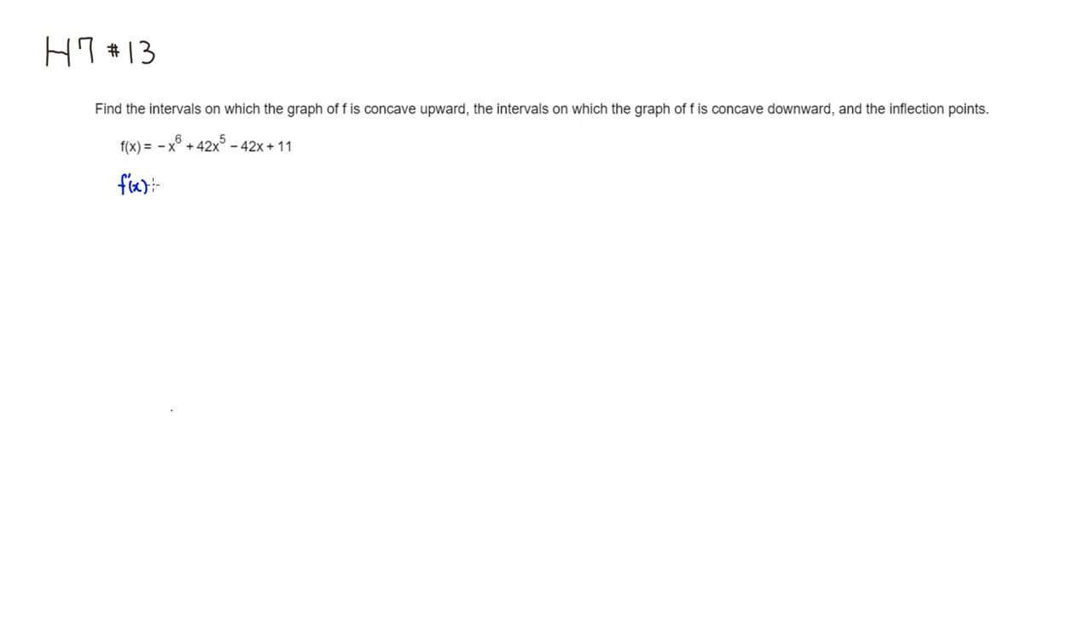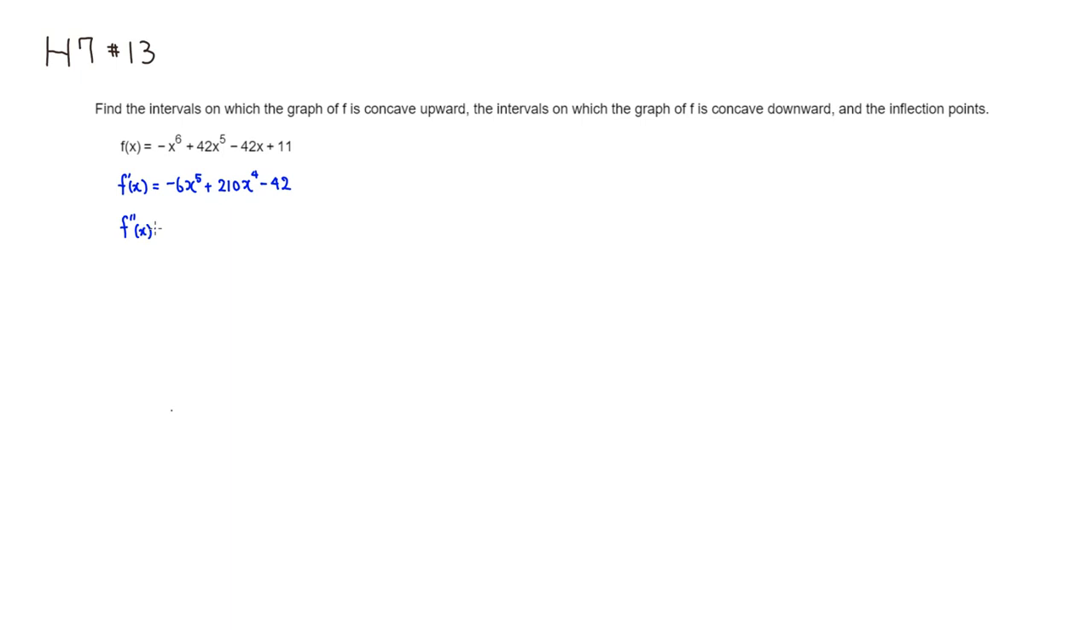Put 6 in front, so it's going to be negative 6, subtract 1 from the power, so x to the 5th power. And put 5 in front, so 4 times 5 is 20, 2 times 5 is 10, so it's going to be 210 x to the 4th power, right? The next one is negative 42. Derivative of 11 is 0. So that's the first derivative. Let's look at the second derivative.